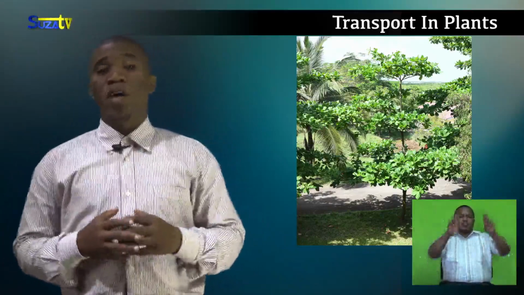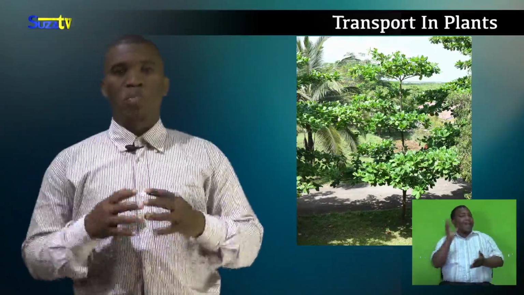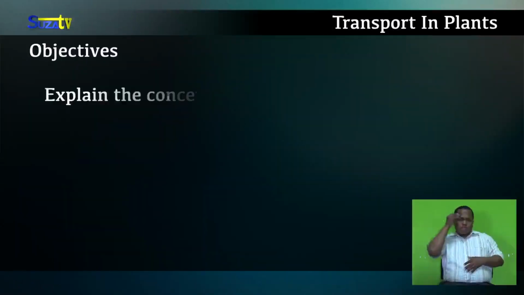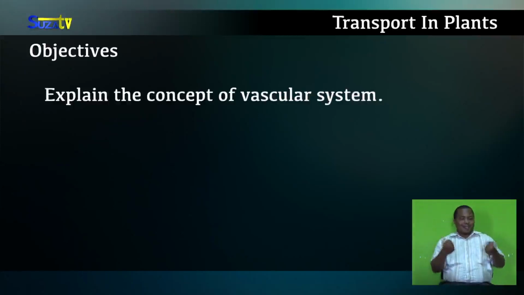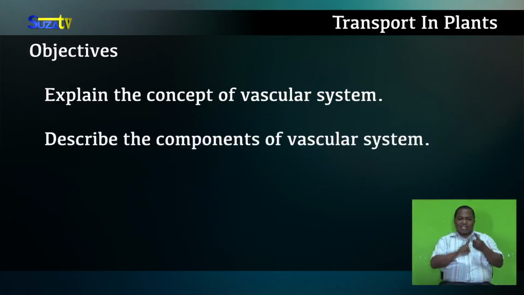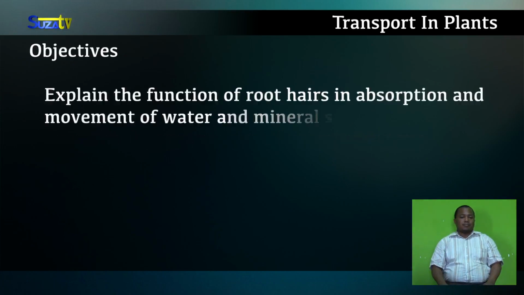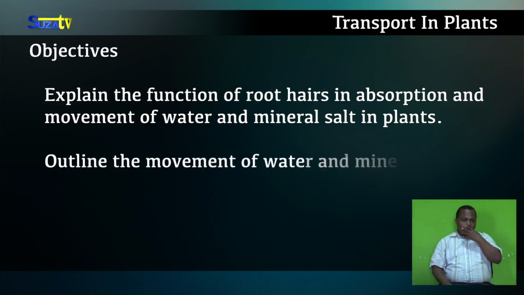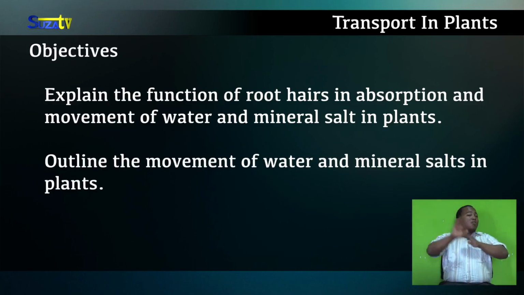My dears, the topic we are going to discuss today is transport in plants. The specific objectives of this topic are that, at the end of the lesson, students should be able to explain the concepts of the vascular system, describe the components of the vascular system, explain the functions of root hairs in absorption and movement of water and mineral salts in plants, and outline the movement of water and mineral salts in plants.